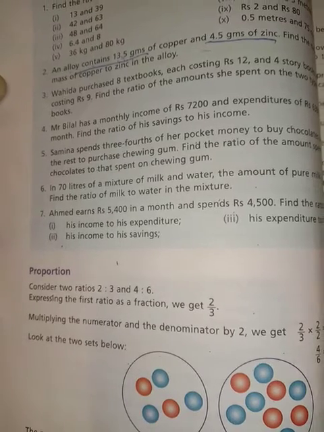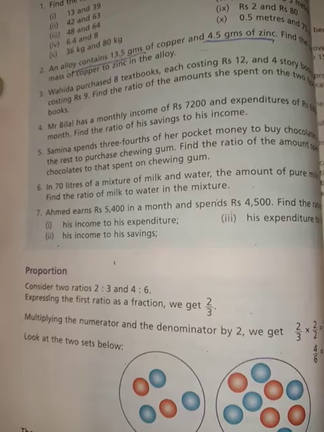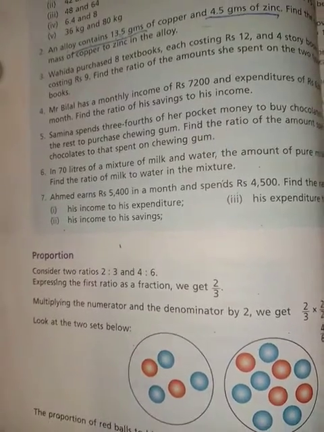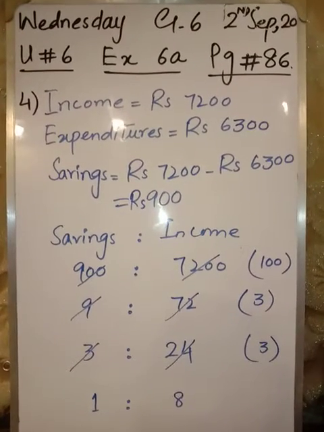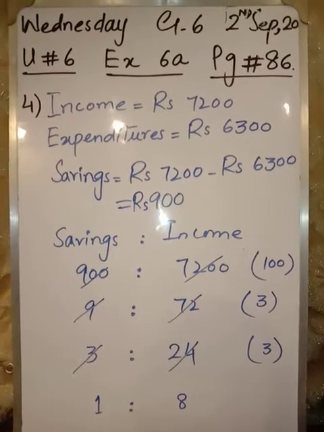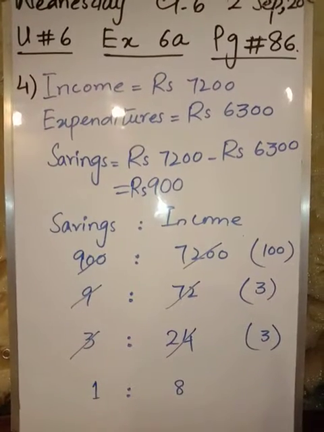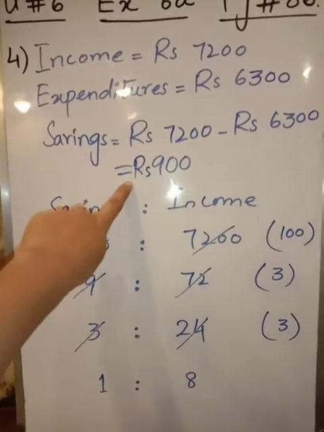So first of all, you have to find out the savings. You are given his income and expenditures. So what would be the saving? Let's have a look. His income is rupees 7200 and his expenditures are rupees 6300. What would be the savings then? You will subtract expenditures from his income. You will get rupees 900.